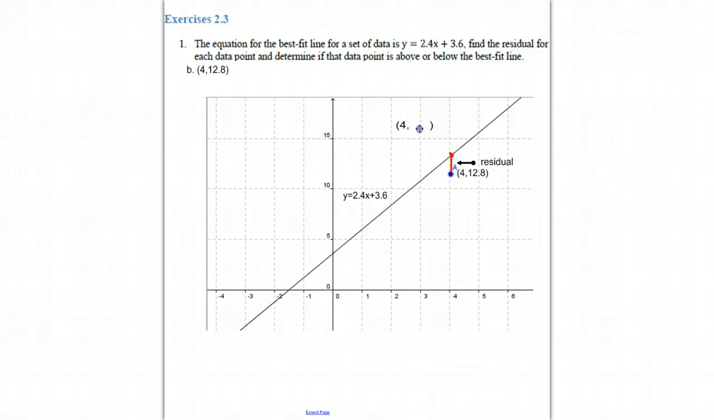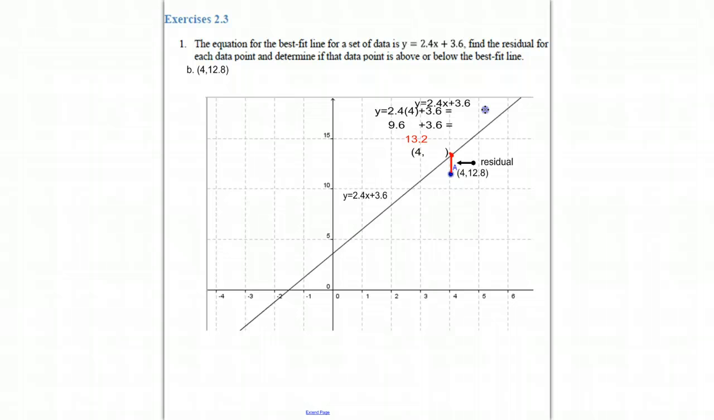We do know that the coordinates of this data point are 4 for the x value. What we don't know is the y value. We must find out the y value, and then we can figure out the residual. So in order to do that, we simply take the value 4 for x and substitute it into our equation y equals 2.4x plus 3.6.